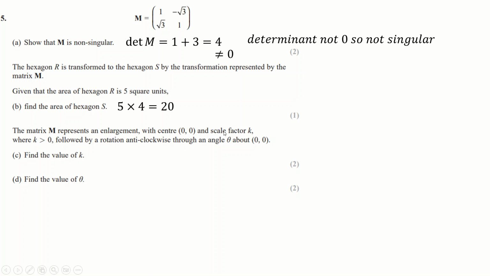Matrix M represents enlargement, as we were just talking about, scale factor k, followed by rotation. Find the value of k. Now, its area scale factor is 4, which means its length scale factor is root 4, which is 2, and k is positive, so it's not negative 2, we don't have to worry about that. So scale factor 2, find the value of theta. So it scale factors up factor 2 in terms of length, and then it's a rotation by angle theta.